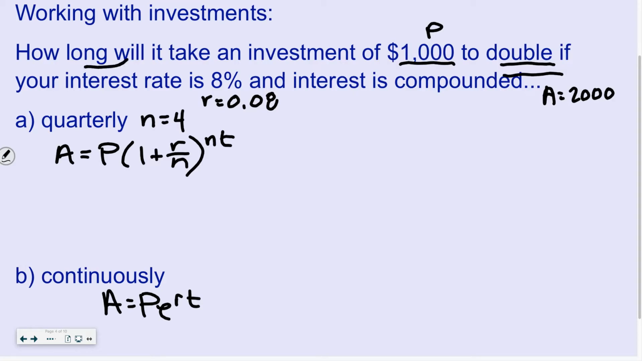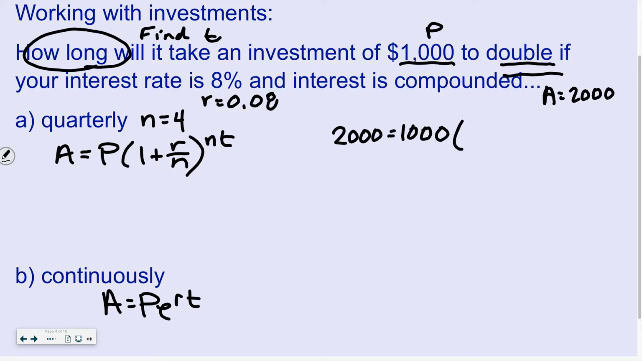Remember that this says how long, so that means you're trying to find t. You shouldn't be able to plug in for t. So when I plug those things in, I get 2,000 equals 1,000 times (1 plus 0.08 divided by 4) raised to the 4t. To me, that's essentially a problem from your homework. You have to solve for a variable that's in an exponent. How many variable exponents are there in your equation? One. So use that first method we have in our notes.